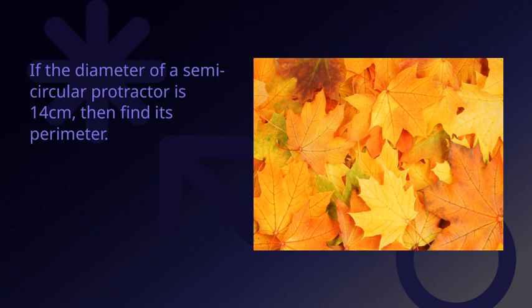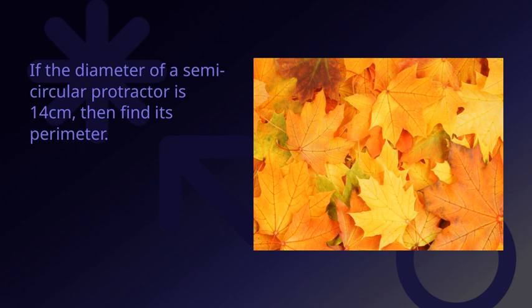The curved part is actually half the circumference of a full circle. So first, we'll calculate the circumference of the full circle and then take half of it. Remember, the circumference of a full circle is 2 times pi times the radius. Since the diameter is 14 centimeters, the radius will be half of that, which is 7 centimeters. So the full circumference equals 2 times pi times 7. Once we find that, we'll divide by 2 to get the length of the curved part of our semicircle.